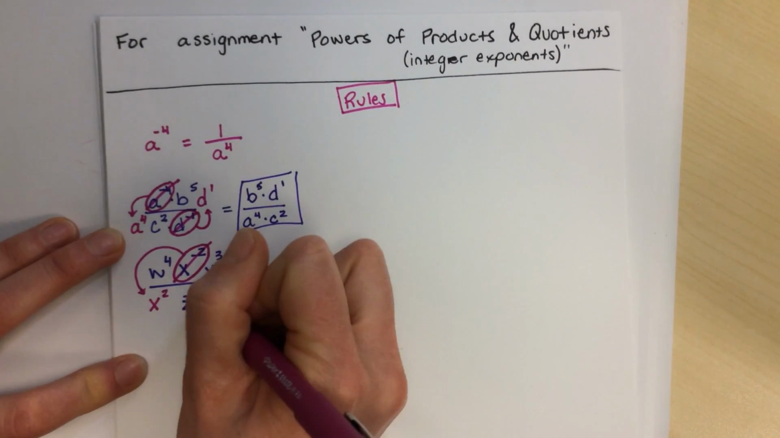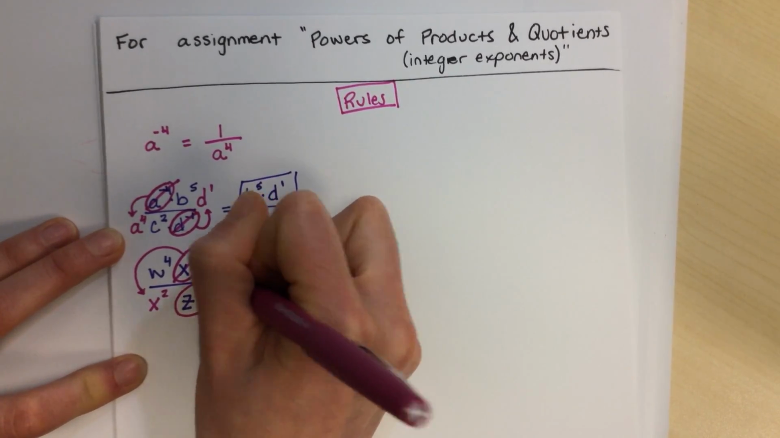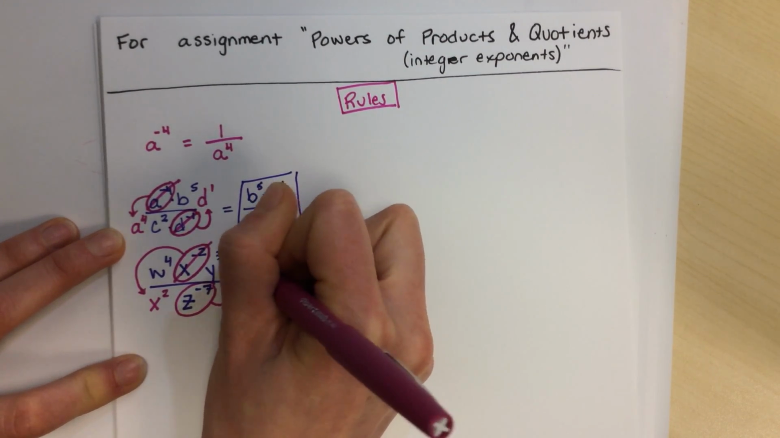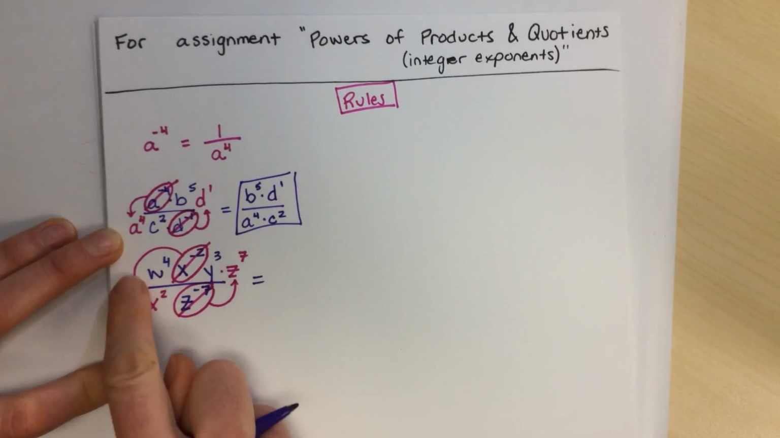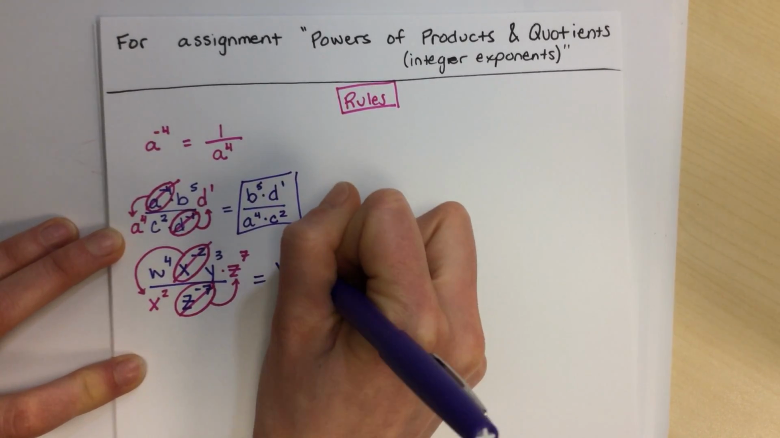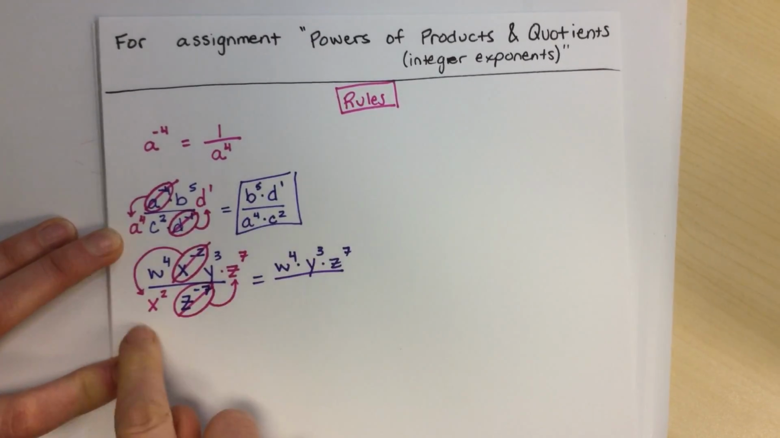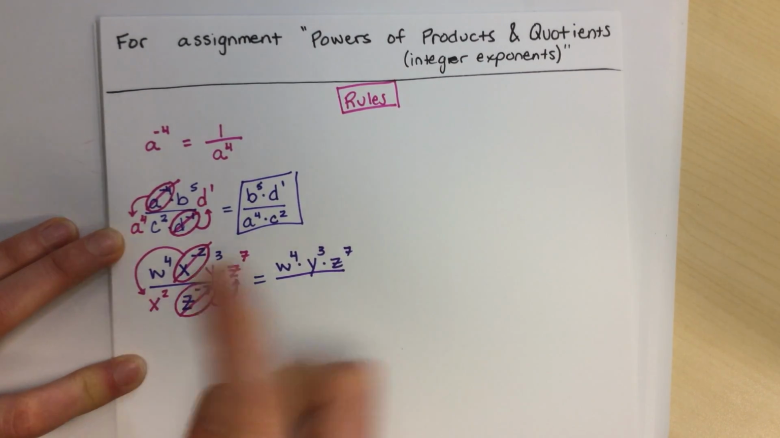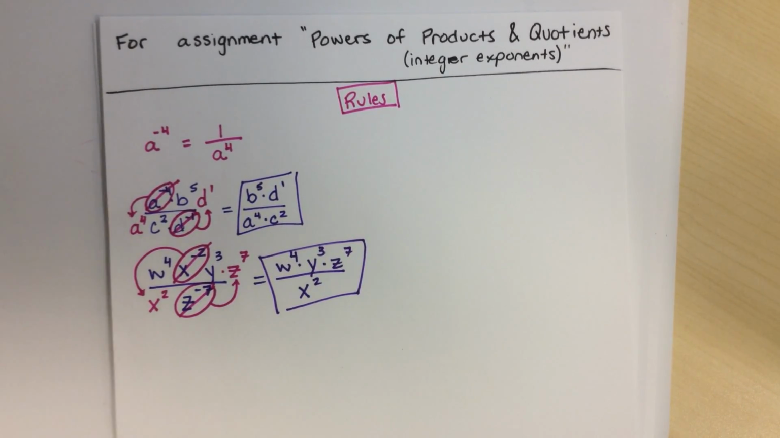And then we need to change this z to the negative 7 to be a positive 7 by flipping it to the other side of the fraction. We get z to the positive 7. And then this goes away. So our new answer, what's left on the top, is w to the 4th. This went away. Now we have y to the 3rd. And this is our new addition here, z to the 7th. All over, now z to the negative 7 went to the top, but what's left is x squared on the bottom. So that's our answer. Cool dealio. All right, we've got one other main rule here, but it can be applied in different ways.